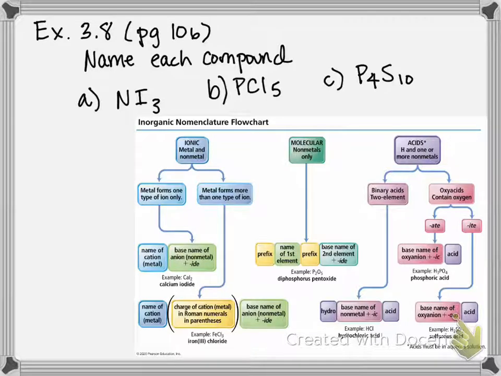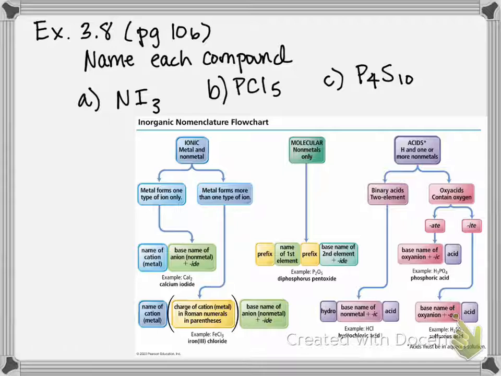This is example 3.8 on page 106 of your textbook. And here we're going to go over how to name not ionic compounds this time, but molecular compounds. So remember, molecular compounds contain only nonmetals. So in this example, it's asking us to name each compound, A, B, C, and if you look at all three of these compounds, there are no metals in sight. They only contain nonmetals. NI3, 2 nonmetals, PCl5, 2 nonmetals, and P4S10 are also 2 nonmetals.